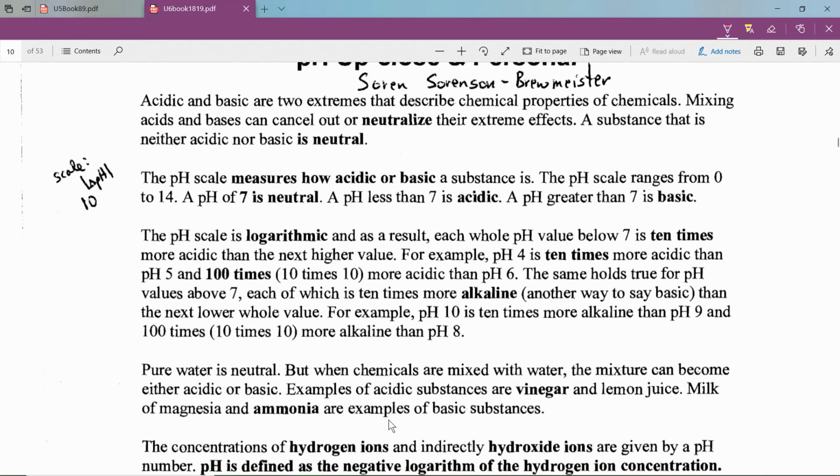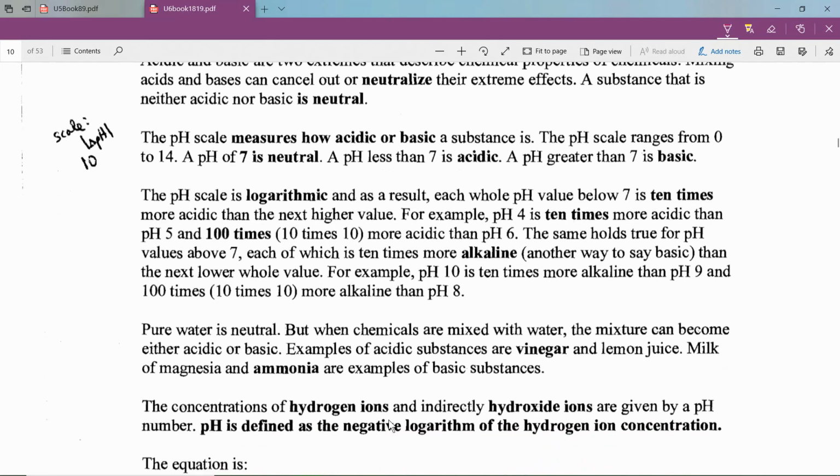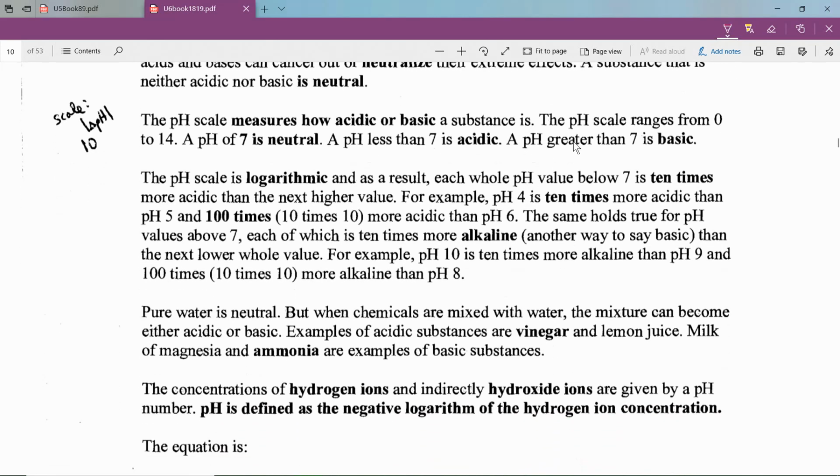So if I take a strong acid and strong base and mix them together, I neutralize them, and we say that the pH is neutral. The pH scale ranges from 0 to 14. That's not true. I just said that wasn't true. It can be less than 0 or more than 14. It's a logarithmic scale, which means you go by orders of 10.